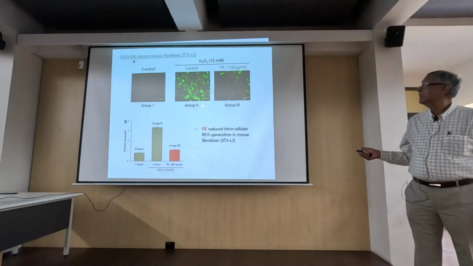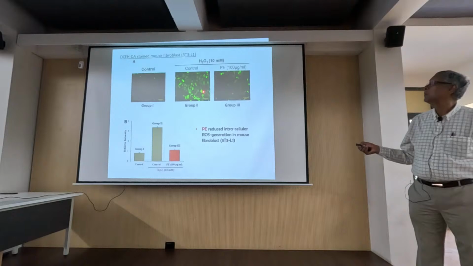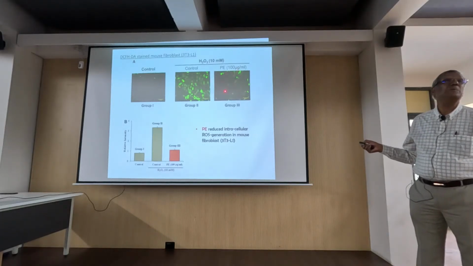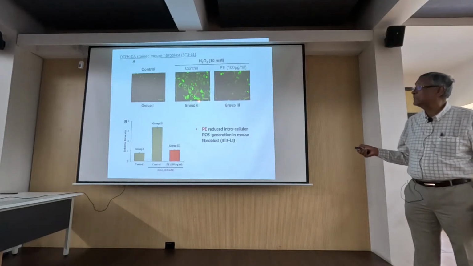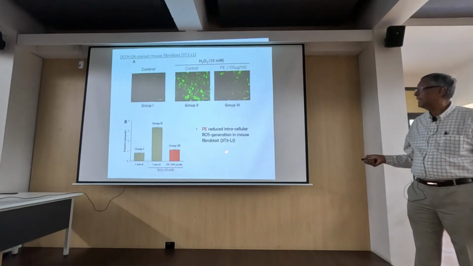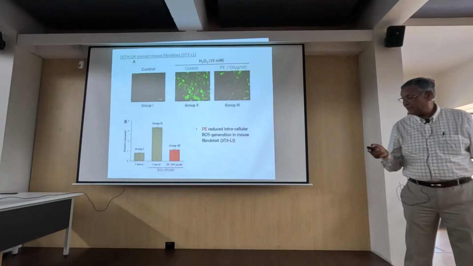level of ROS. But when they are exposed to the hydrogen peroxide oxidizing agent, fluorescence goes up, and this fluorescence further reduces when they are exposed to the P. So P-fed cells have lesser fluorescence in the presence of the oxidizing agent, which clearly indicates that it has a very high anti-oxidizing ability.